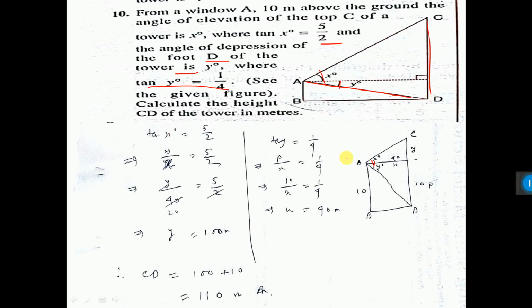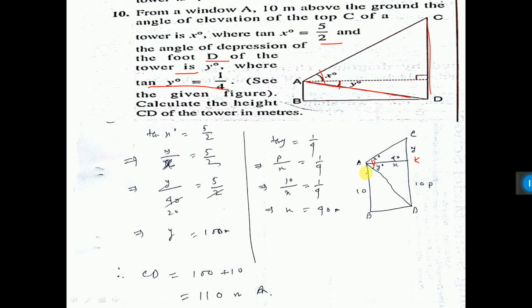Okay, now take CAK, you give the name CAK to one triangle. So from this triangle you take tan x degree. Tan is perpendicular by base, so perpendicular is y and base is x. So tan x degree equals perpendicular y by x. This side I have written because the tan x degree value is 5 by 2, given.